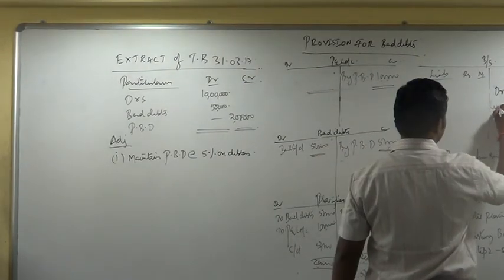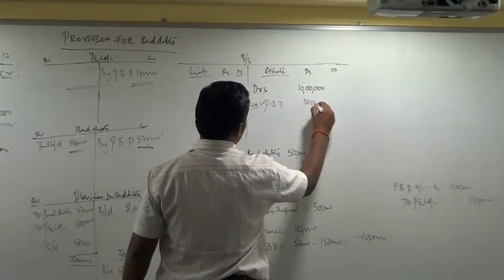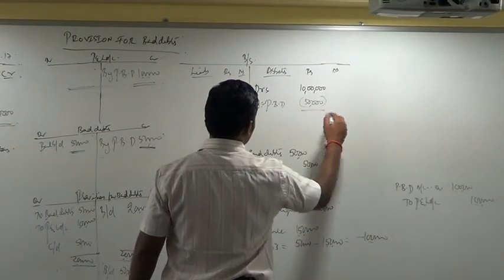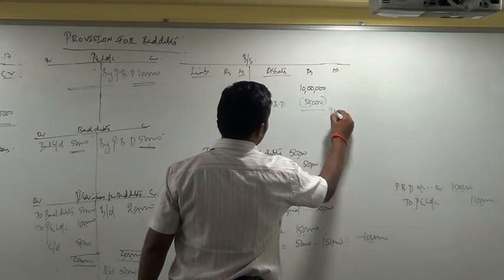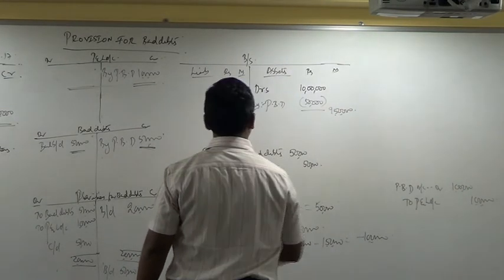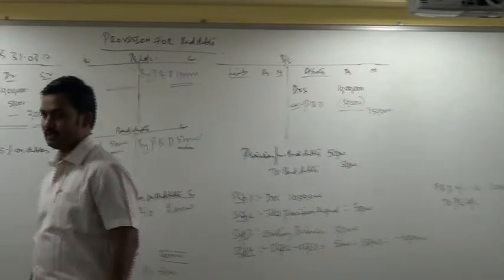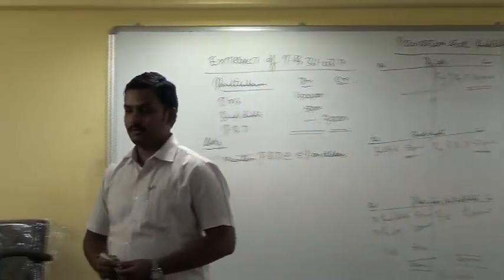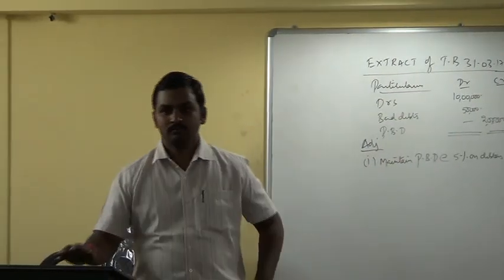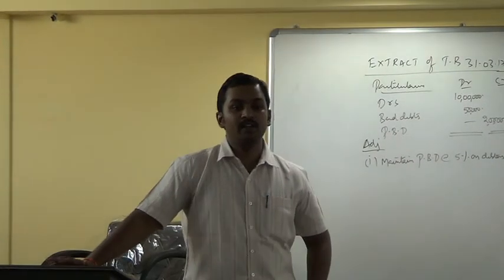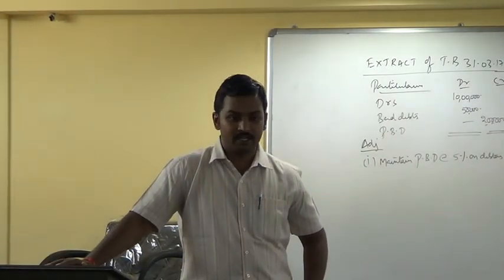Come to balance sheet. Less provision for bad debts 50,000. Outer column 9 lakh 50,000. This is how we deal with provision for bad debts.